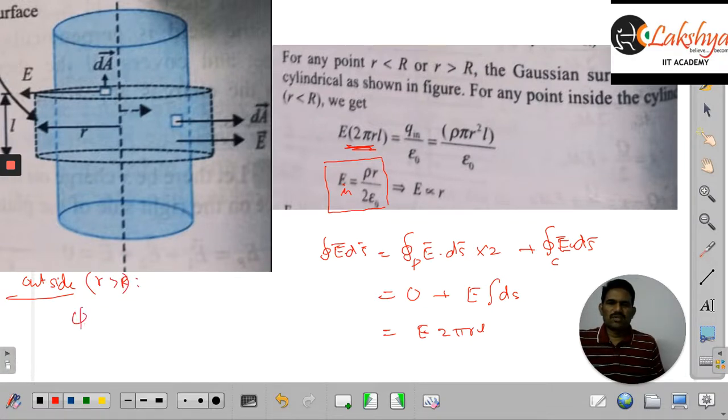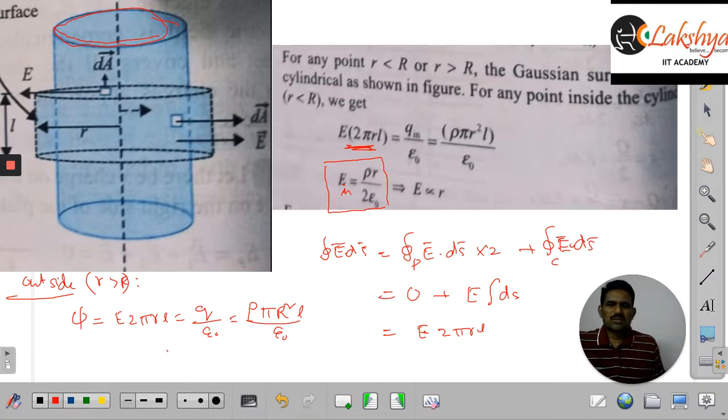So the left hand side calculation will be the same: E into 2 pi rL is equal to Q by epsilon naught. Now we need to write the Q value here. The Q value is rho into pi into capital R square L by epsilon naught. Why are we writing capital R square? Because the charge will be there only within this volume, so only this volume we need to consider, and that volume is pi R square L.